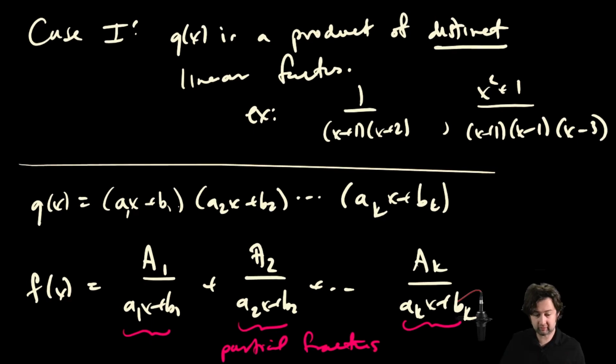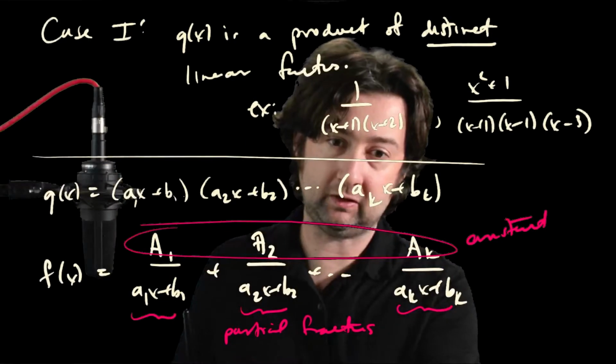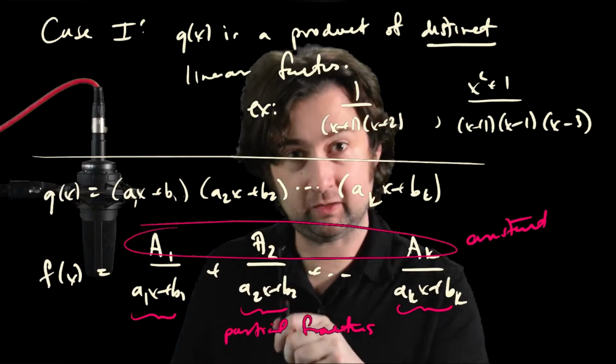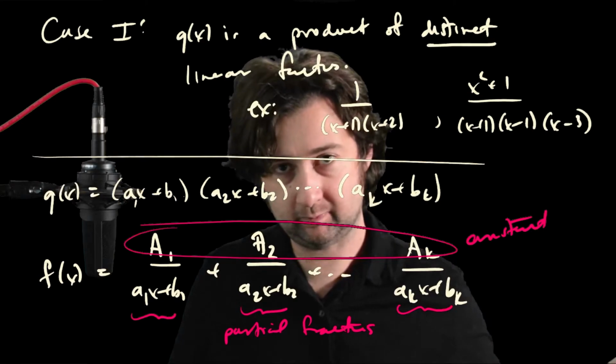The important thing here is the a1 through ak's are constants. All of these are constant. And so that means if I could find a1 through ak, then I'd have a way of writing f down where I know the integral of all the pieces it breaks into. The integral of each one of these is a logarithm and a logarithm and a logarithm and a logarithm and a logarithm all the way down the chain.